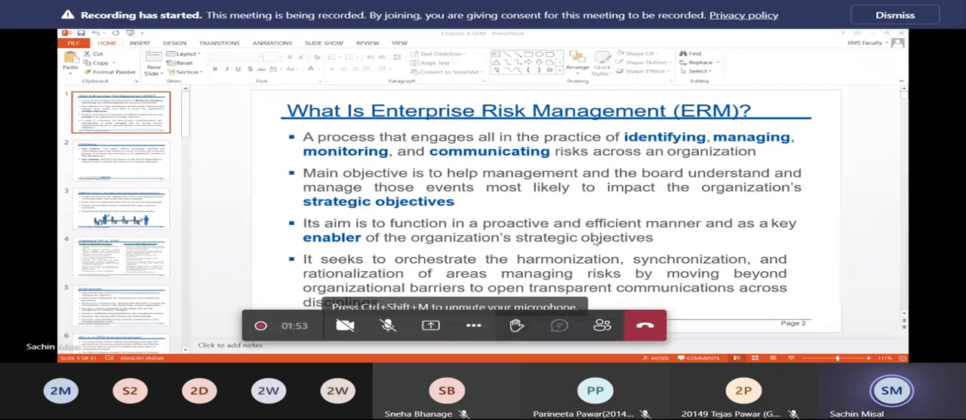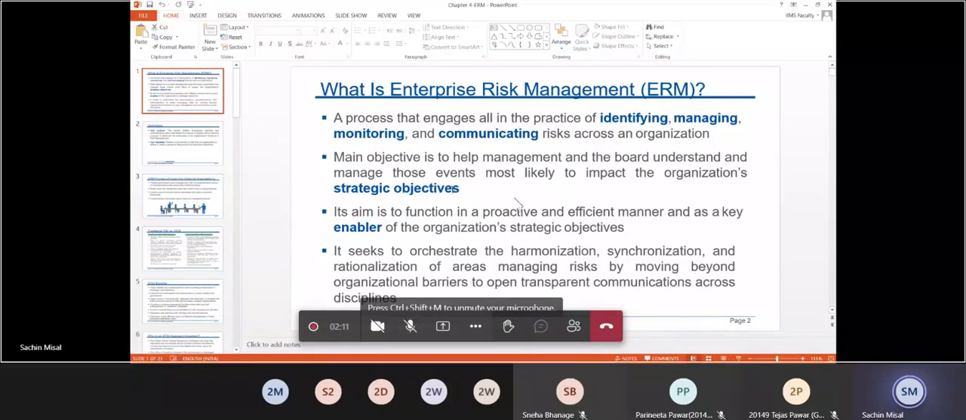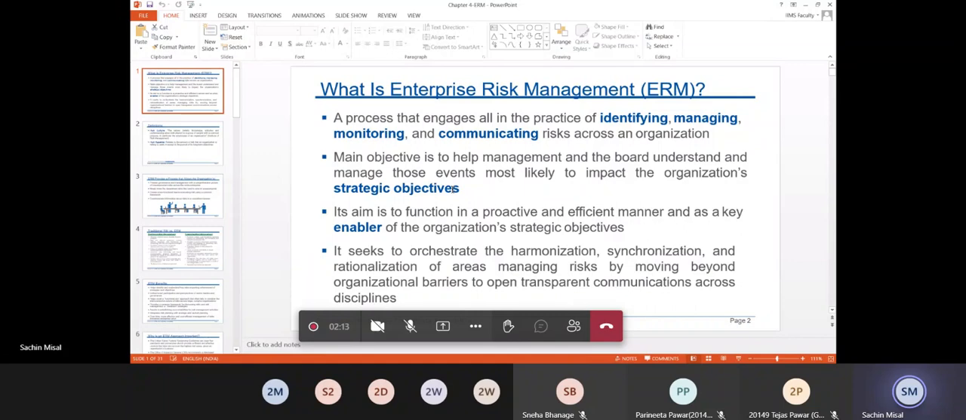Okay. We are discussing the fourth chapter. We have already discussed SEBI, the Securities and Exchange Board of India. Some of the points from the fourth chapter we have finished. Today we are going to start the second point from the fourth chapter, that is enterprise risk management.